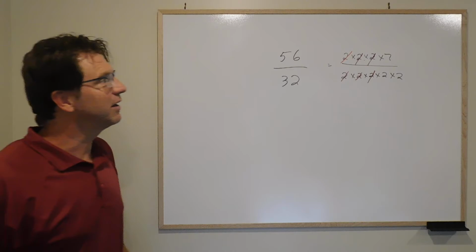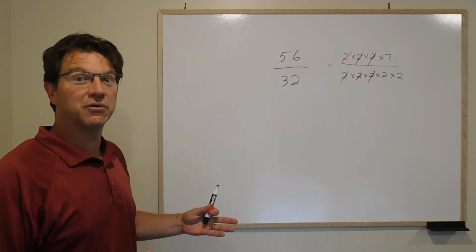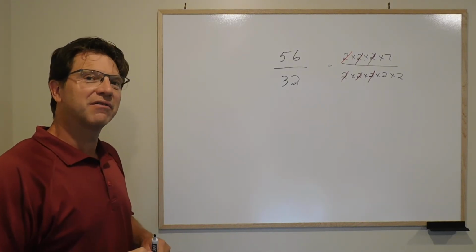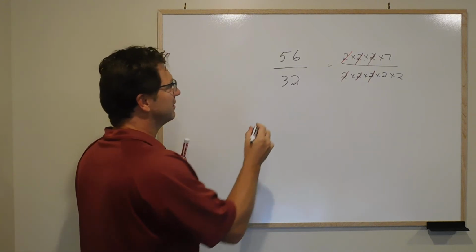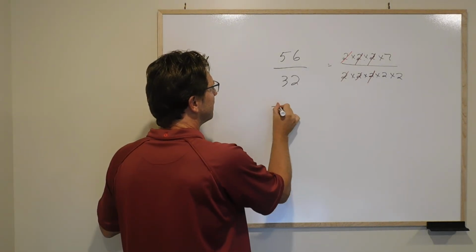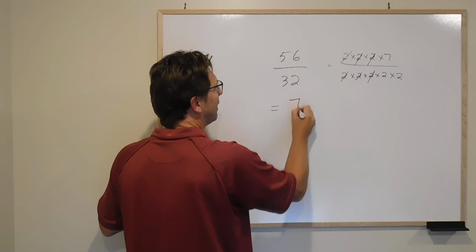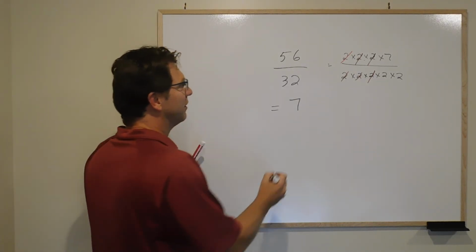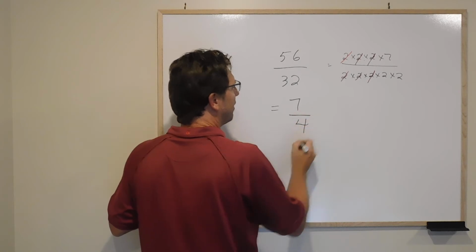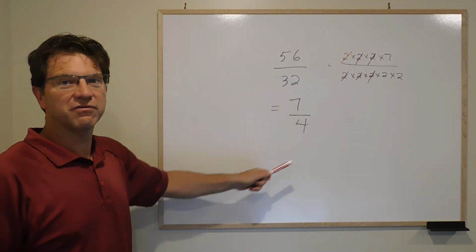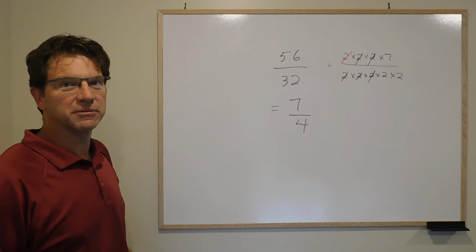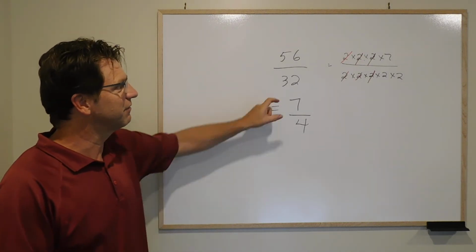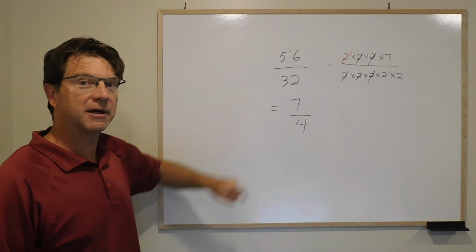So what we got rid of really was 2 times 2 times 2, which is 8. So we can divide 8 out of the numerator. 56 divided by 8 is 7. We can divide 8 out of the denominator. 32 divided by 8 is 4. And therefore we have a fraction in lowest terms. It means there's nothing else that can be divided out at the top and bottom to make it lower.